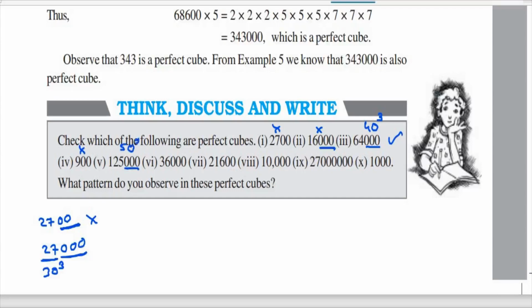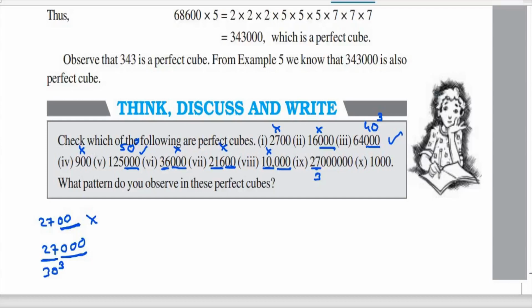So I have 50 cube, so this is a perfect cube. 3600, see, 36,000, 1000 is there, but 36 is not a perfect cube, so not there. 216 is a perfect cube, but 2 zeros, so again not a perfect cube. 10,000, 3 zeros are there, but 10 is not a perfect cube. 27 is a perfect cube, that is 3.